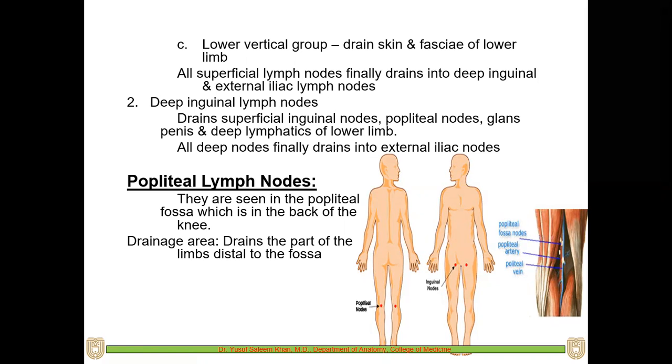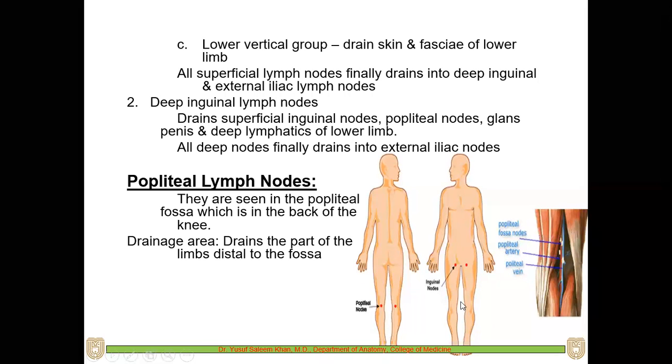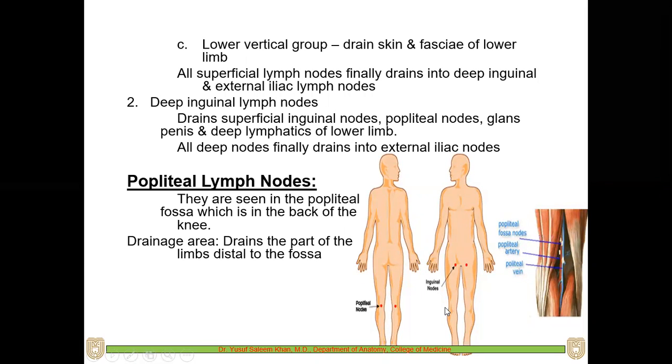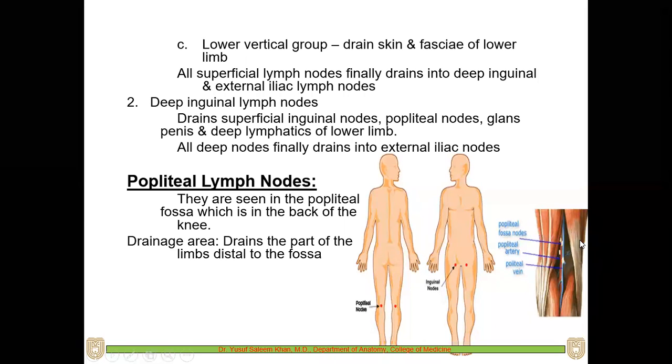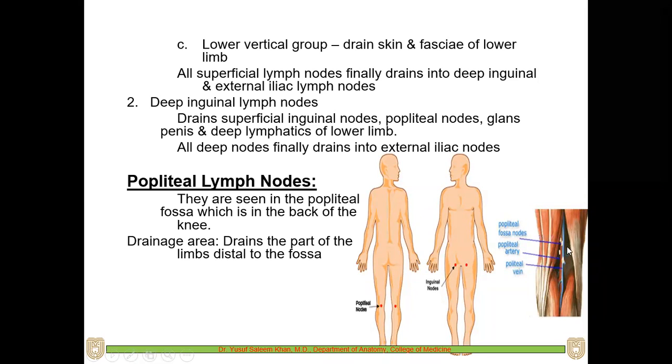Now coming to the popliteal lymph nodes. Where are these popliteal nodes? If you know, the popliteal fossa is just behind the knee. Behind the knee is the popliteal fossa. This is the region, so this is called the popliteal fossa. Within the popliteal fossa, if you see here, there is a group of lymph nodes around the arteries. These are called the popliteal lymph nodes.